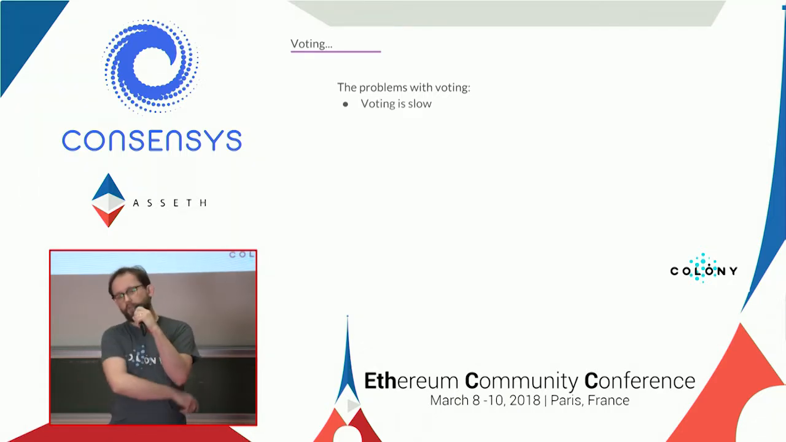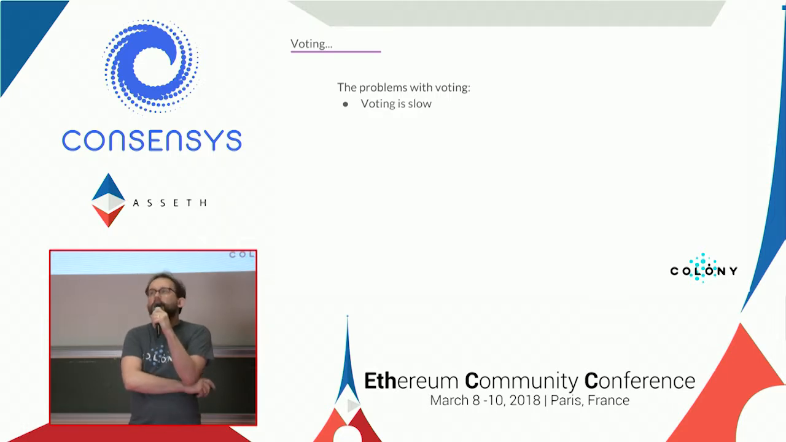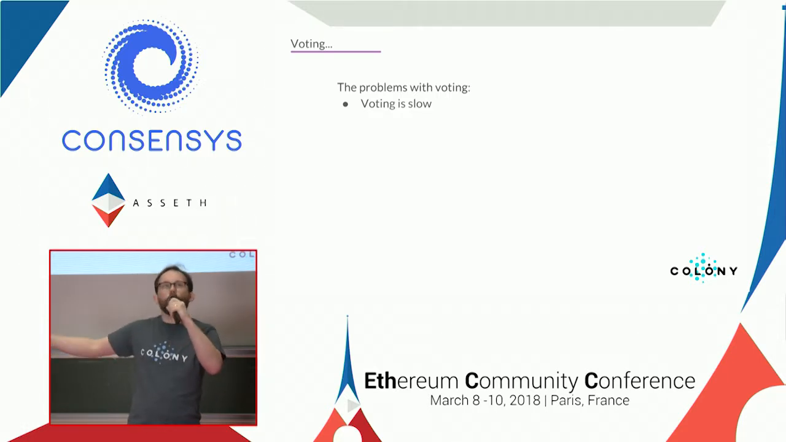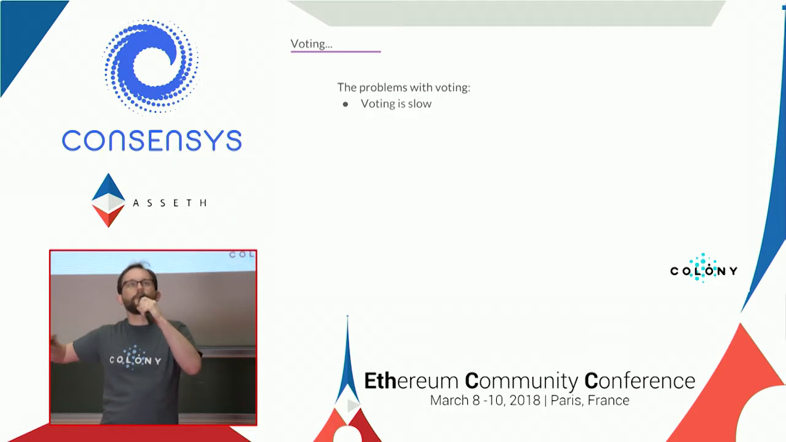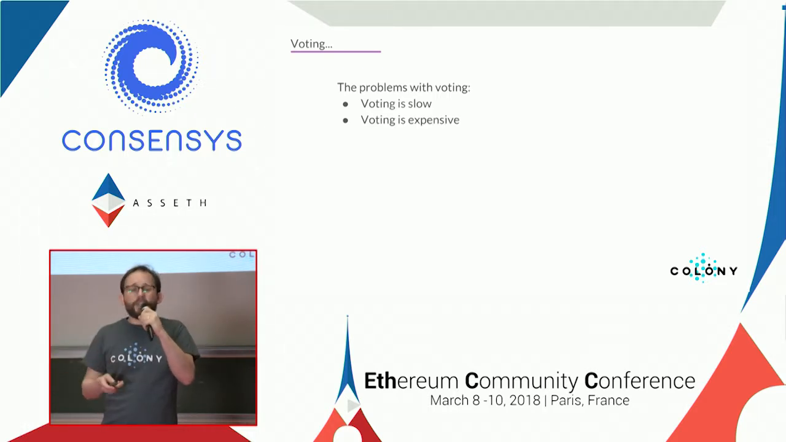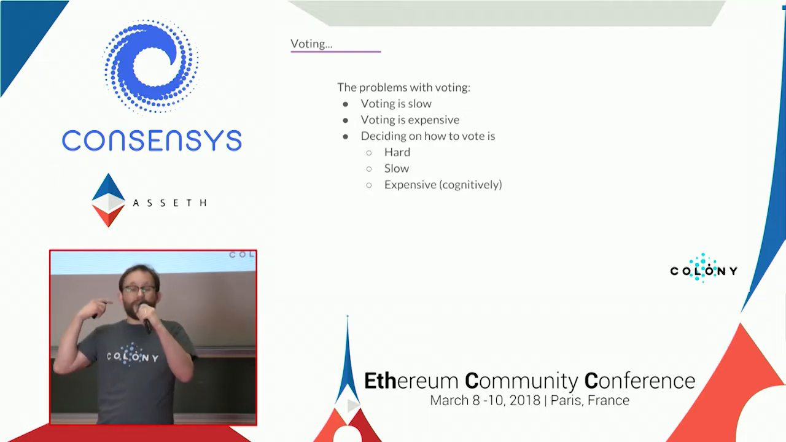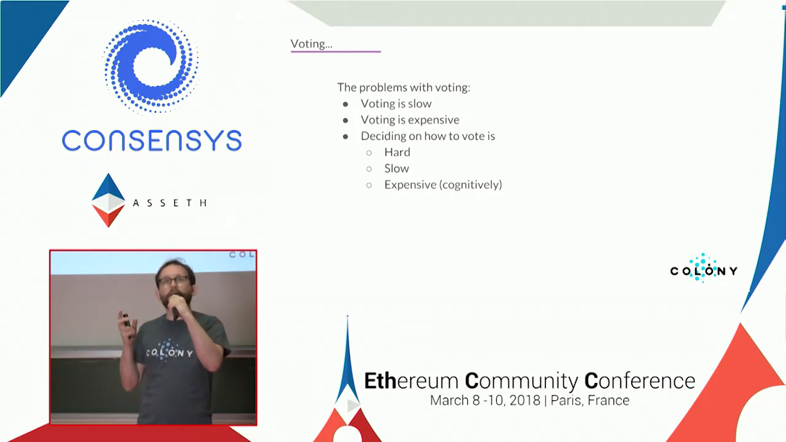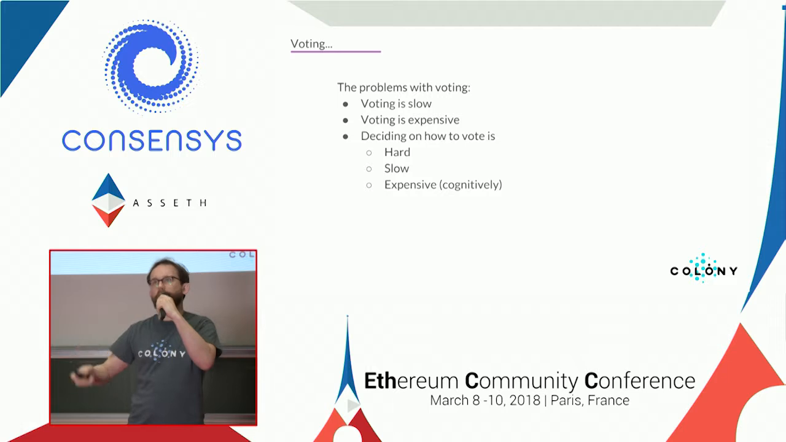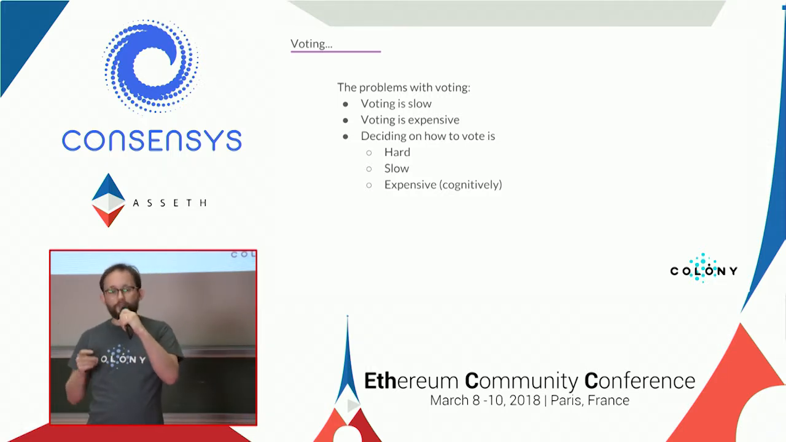So, problems with voting. Voting is slow. You're going to need at least a 24-hour voting period if you have a global DAO to allow for all the different time zones. And voting is expensive because all the transactions are going to have costs. And also, thinking about how to vote is expensive. You're going to have to look at what the question is, decide what you think the right answer is, and that is a lot of cognitive overhead, and that's really expensive. People's thought is not something we can just throw out votes to people and expect them to have an answer to all of them.